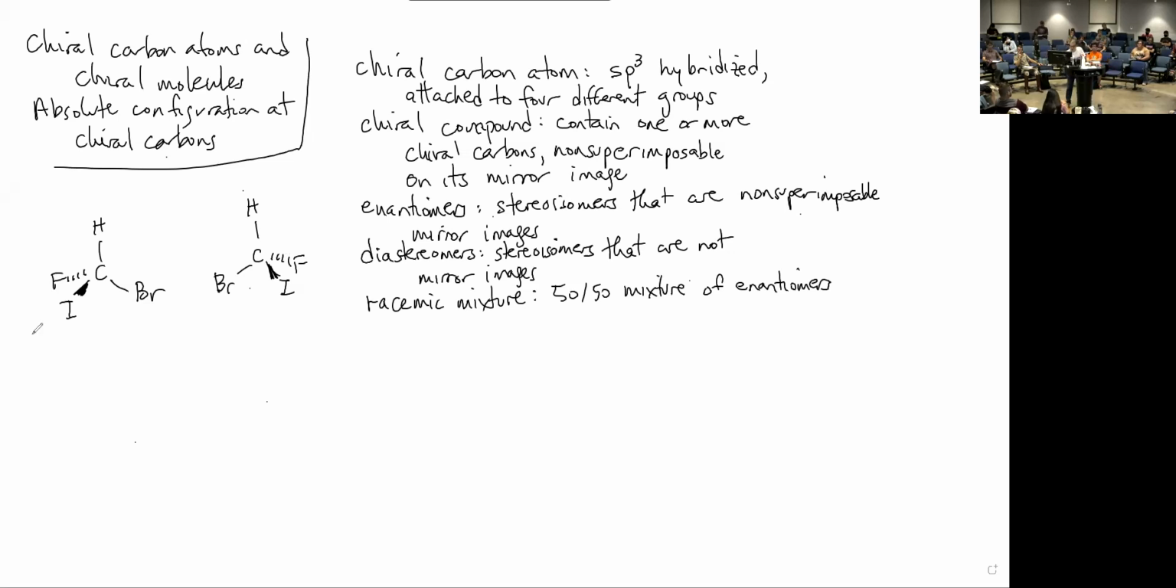So this one we call R-bromofluoroiodomethane. That's this one. And this one we will call S-bromofluoroiodomethane. And that's how we'll distinguish those two molecules. And that R and S system is sort of like the system of cis and trans or E and Z in alkenes. And actually, it's got a lot of similarities to assigning E and Z in alkenes.